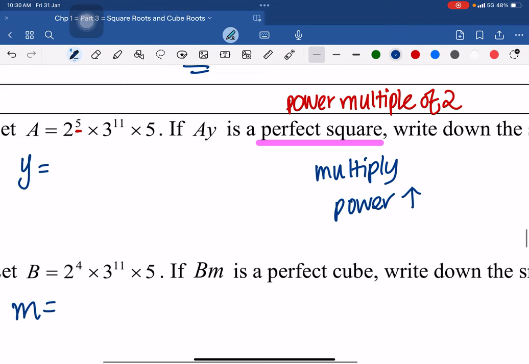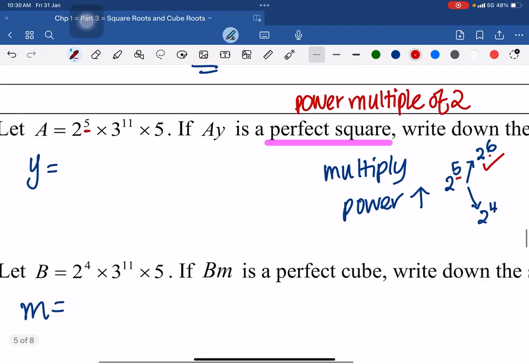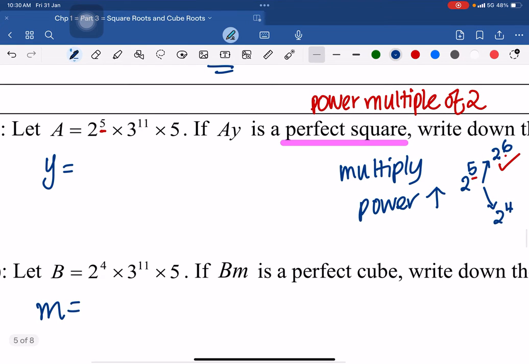So how am I going to change the power of 5? Am I going to increase the power to make it become the power of 6, the next even number? Or am I going to decrease the power to make it become the power of 4? Oh well, I need to increase my power. So from 2 to the power of 5, how to make it become the power of 6? I need one more factor of 2. Next, I have 3 to the power 11.